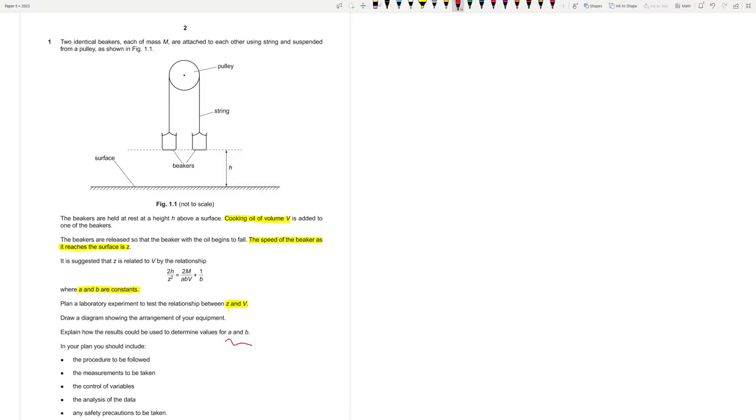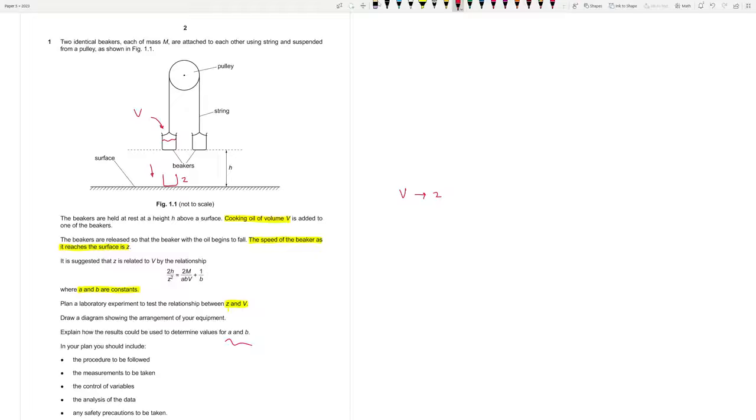So obviously, you are going to add cooking oil first, and then the beaker will fall down with speed z, right? So v comes first, followed by z. So we should write that v is the independent variable and z is the dependent variable, because z actually depends on v, how much volume we put in, right?